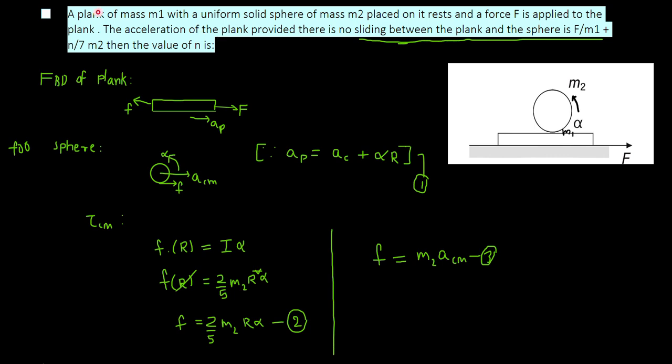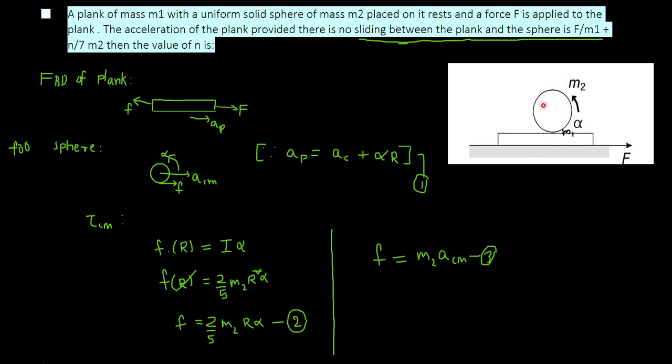Let's begin. In the problem, a plank of mass m1 with a uniform solid sphere of mass m2 placed on it rests, and then a force F is applied to the plank. The acceleration of the plank, provided there is no sliding between the plank and the sphere, is F by (m1 plus n by 7 m2). So the value of n is what we need to find. Before doing the solution, let's understand what the question is.